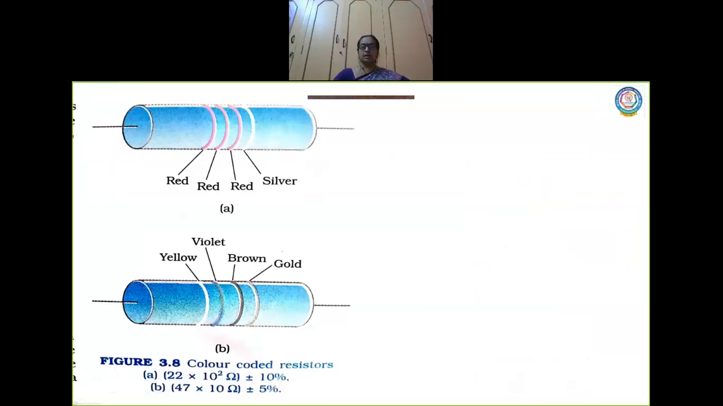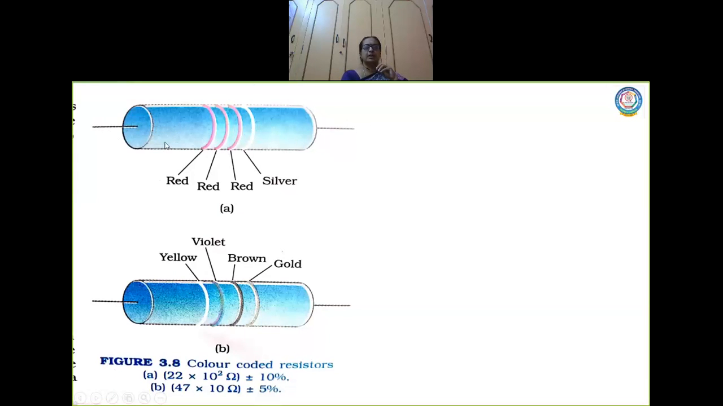Now let us go to a carbon resistor. How can we find the resistance of a carbon resistor? I am going to discuss 2 examples here, children. This is how a carbon resistor looks like. A very small size. You have 2 leads on either side.